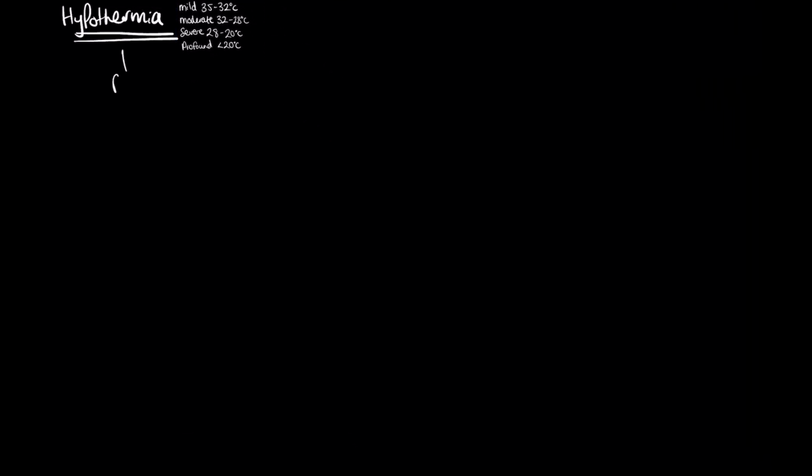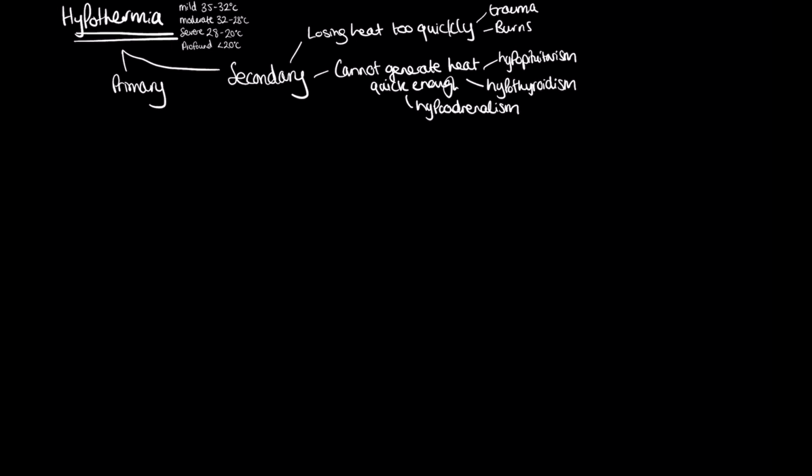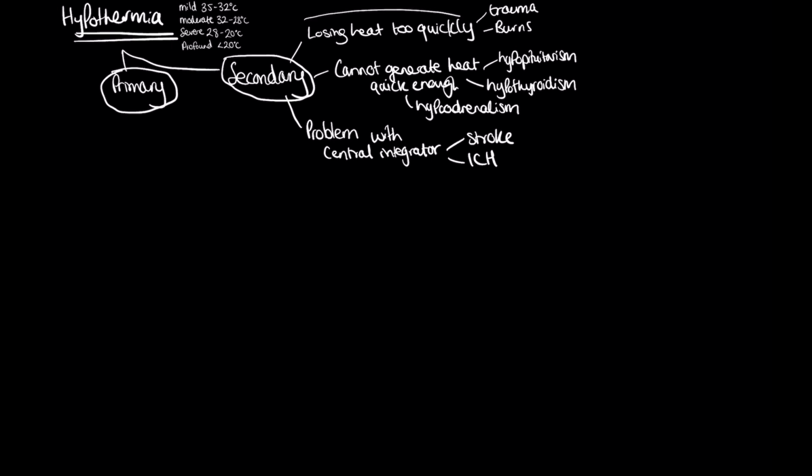You can have primary hypothermia, which is where an individual is exposed to environmental circumstances such as adverse weather. Secondary hypothermia occurs when a pathological process leads to a drop in core body temperature. The causes of secondary hypothermia can be subdivided into those patients that are losing heat too quickly, such as trauma or burns patients, those patients who cannot generate heat quick enough, such as patients with hypothyroidism, hypopituitarism, or hypoadrenalism, and those patients who have a problem with the central integrator, such as those with a stroke or intracranial hemorrhage.